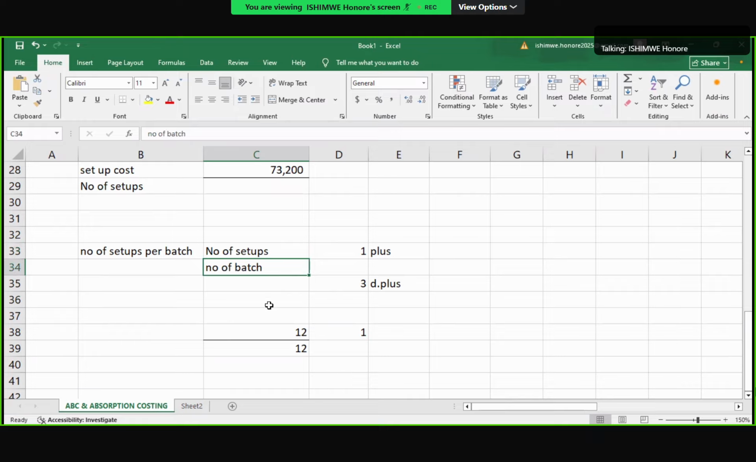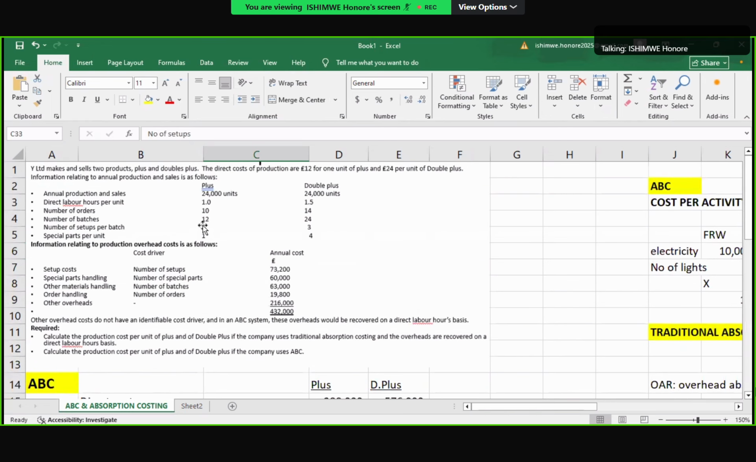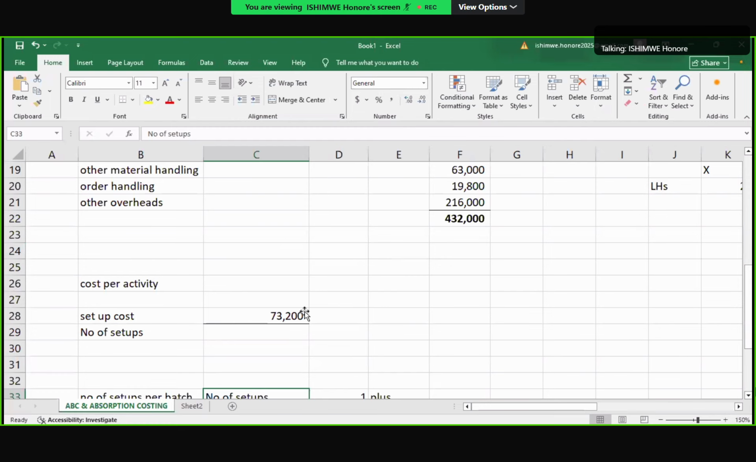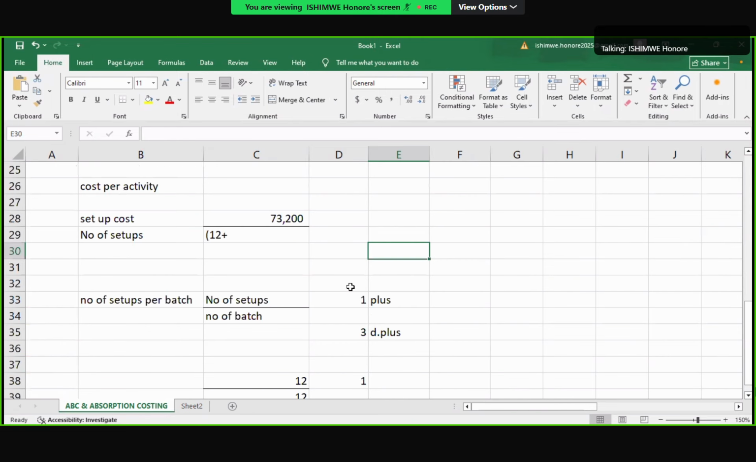So now we have seen the logic: you take the number of setups per batch, then you multiply by the number of batches, and we get the number of setups. We take this one times 12, we get 12, our number of setups. In double plus, it is 24 batches, and the number of setups per batch is 3. So we go 3 times 24. You get the logic.